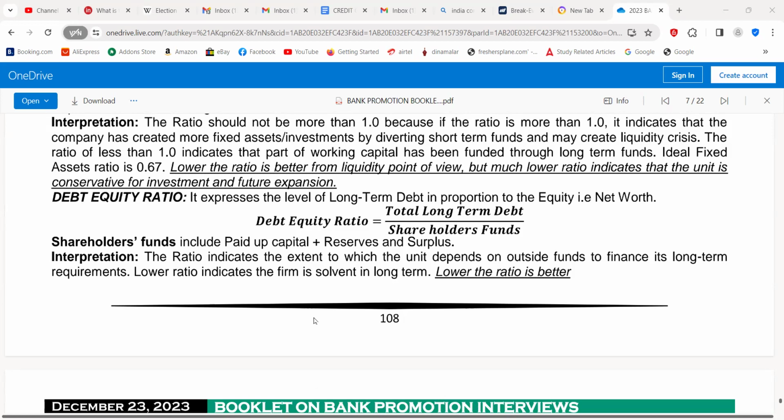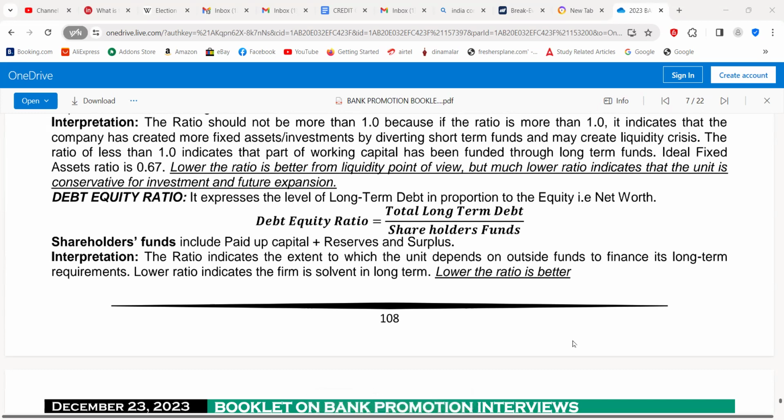Are you able to follow this? Could you follow, Ankur? Hello. Are you able to follow? Sorry, sir. I just received a call, so that's why I didn't hear. Yes, sir. Please read again. Debt equity ratio.